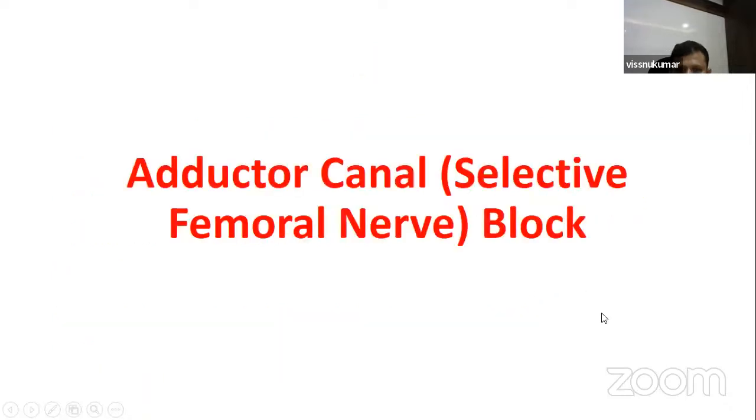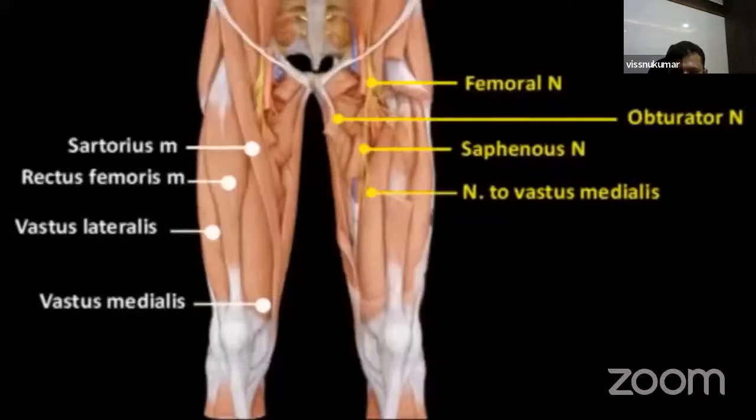Okay. So next is an adductor canal. It's a selective femoral nerve branch block. This is a very important theory exam question, because when I did my MD, I got: draw a neat and labeled diagram of adductor canal anatomy and explain the importance of the subsartorius or adductor canal block. So let me go through this block in very detail.